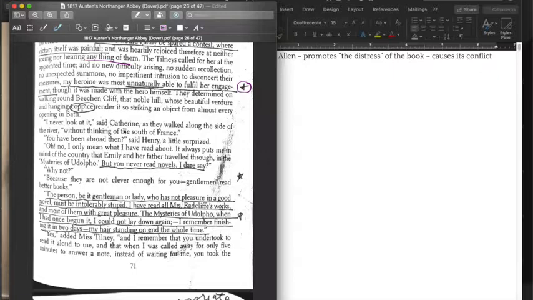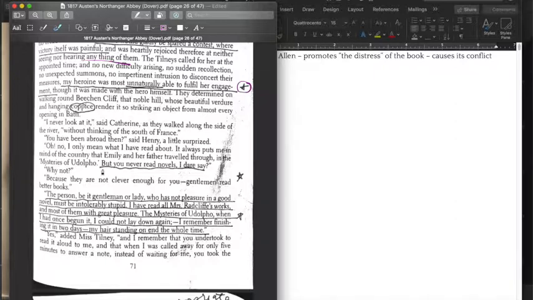I never look at it, said Catherine, as they walked alongside the river, without thinking of the south of France. So you've been abroad then? Said Henry, a little surprised. Oh, no, I only mean what I've read about. It always puts me in the mind of the country that Emily and her father traveled through in The Mysteries of Udolpho. But you never read novels, I dare say.